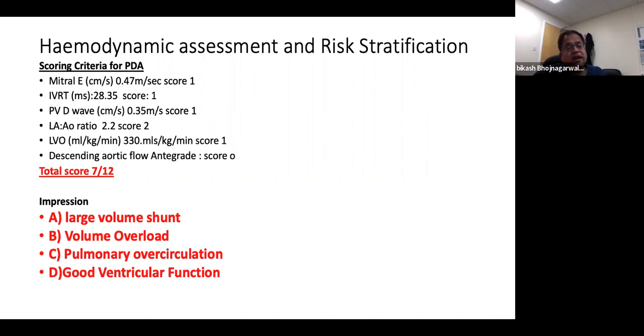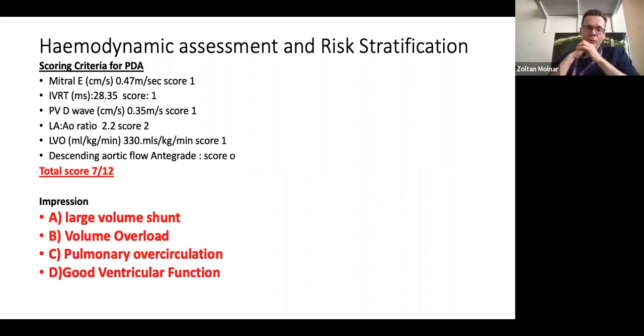The impression I try and give is shunt volume, overload of the pulmonary circulation, and cardiac function. I always include cardiac function in my report to see what we're dealing with, which helps me in terms of making decisions. I mean, it looks absolutely superb.